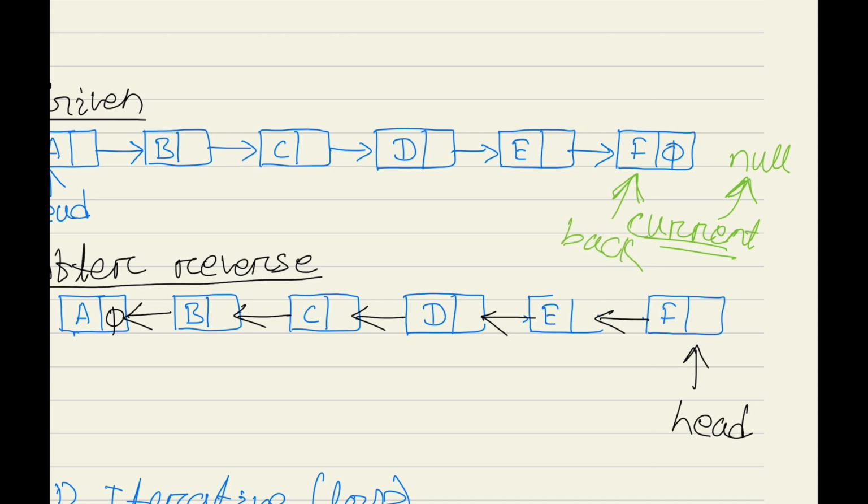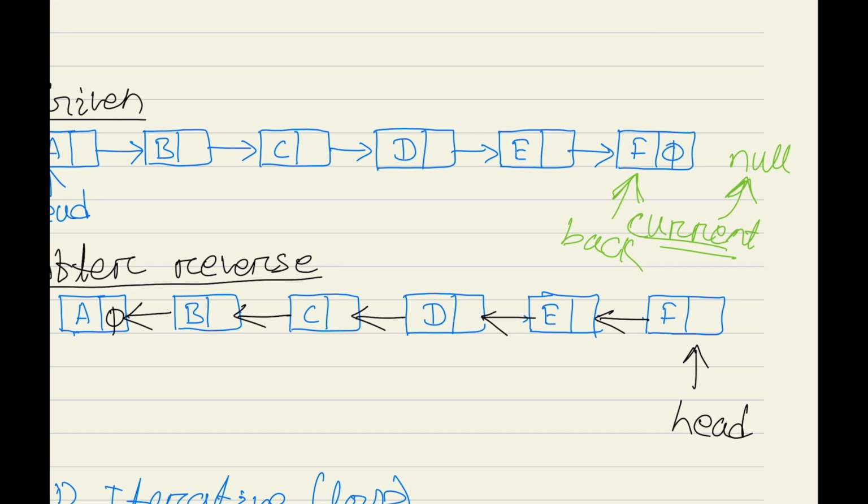Back is going to refer to the previous node of current, or in this particular example if we consider, when current refers to null, the back is going to refer to f, or the previous is going to refer to the f. So in this situation the loop is going to terminate. So when the loop terminates, at that time the back refers to the f.